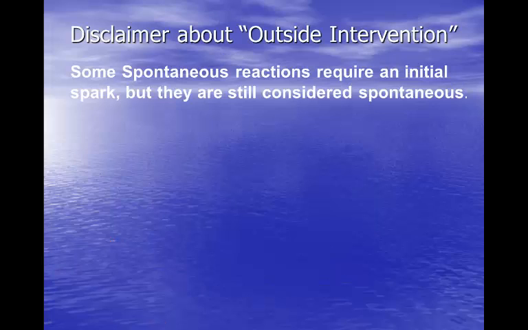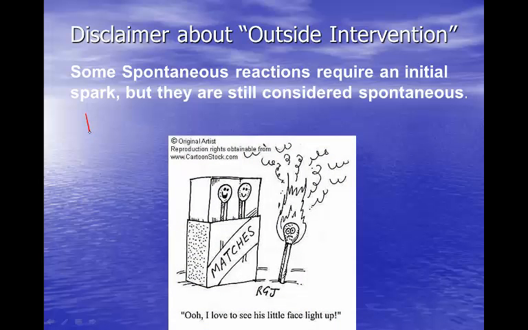Outside intervention. What does that mean? Well, spontaneous reactions happen naturally, but they might need an initial spark. We already know what that initial spark is called. It's called activation energy. So even though some reactions are spontaneous, they might need a spark to get over the activation energy barrier, to break bonds so that they can make new ones. That was what the spark's for. But once it's got that initial spark, the reaction will continue as long as there are reactants available.